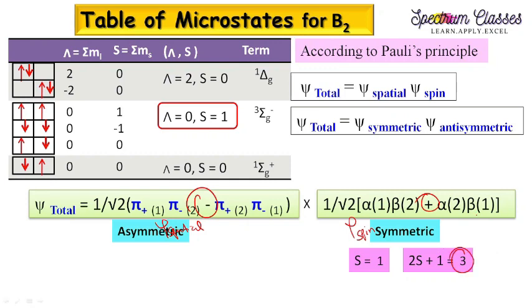And if we are having this 3 here, it means this is symmetric and this is antisymmetric, and from here we can understand that if we are having a symmetric spin wave function, then our spatial wave function must be antisymmetric. So for 1 we are having plus and for 3 we are having minus. But guys, if we are having two different atoms and in that case we are having the sigma term, this rule will not be followed.